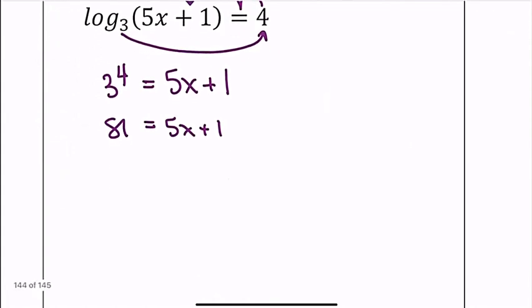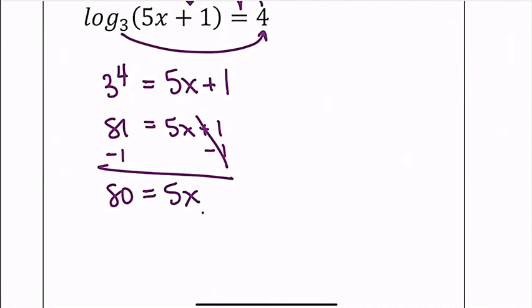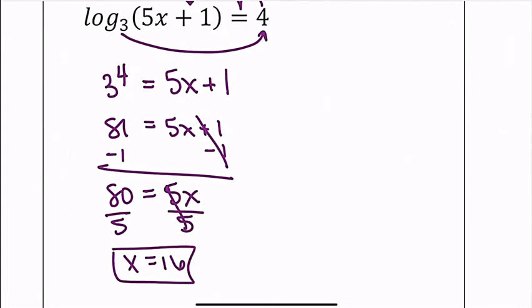And then from here, we're just going to get x by itself and move that constant first. It was adding, so I would subtract it because that's the inverse. And then here I'm multiplying by 5, so I'll divide by 5. And that gets me 16 for our answer.